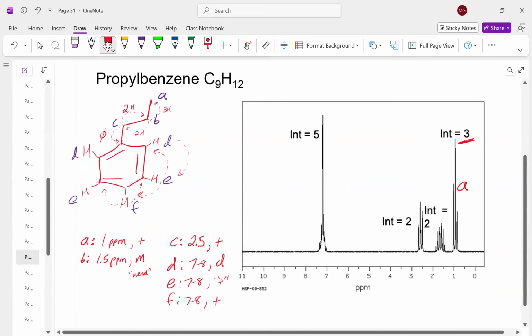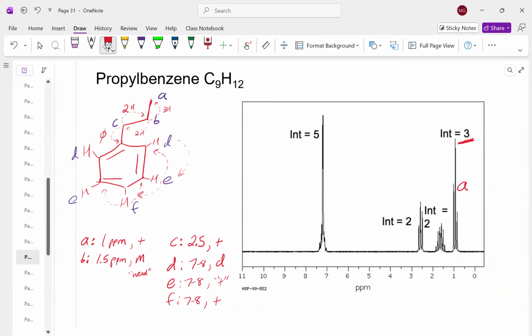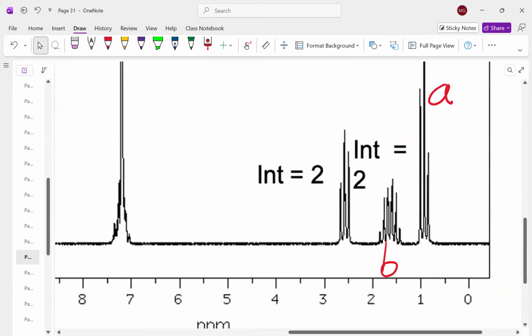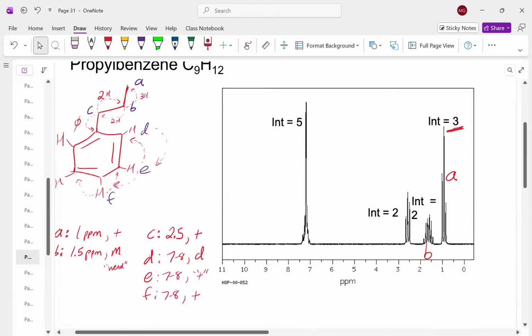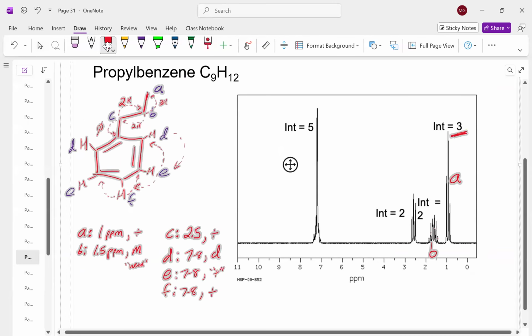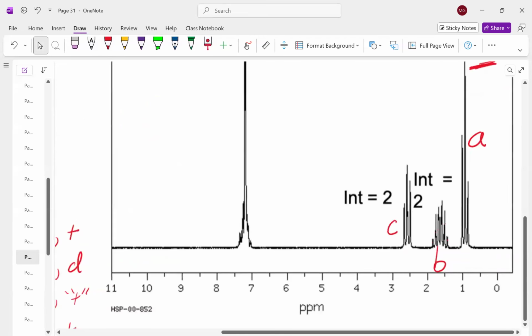Integration of three hydrogens. Then we said B should be a weird looking multiplet somewhere around 1.5, which is exactly where we find it. Notice there, what is that, like 1, 2, 3, 4, 5, 6? Yeah, that's a multiplet. And then we predicted C should be somewhere around 2.5, and there it is, just above 2.5. And it's a pretty nice looking triplet as well.